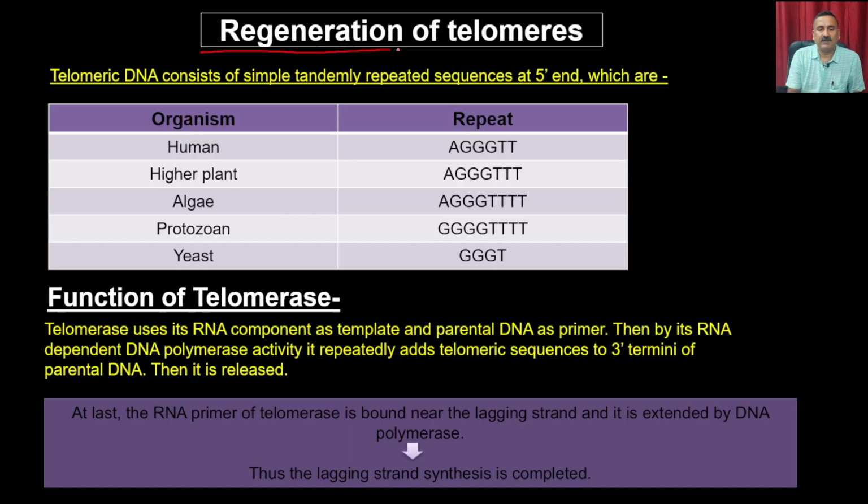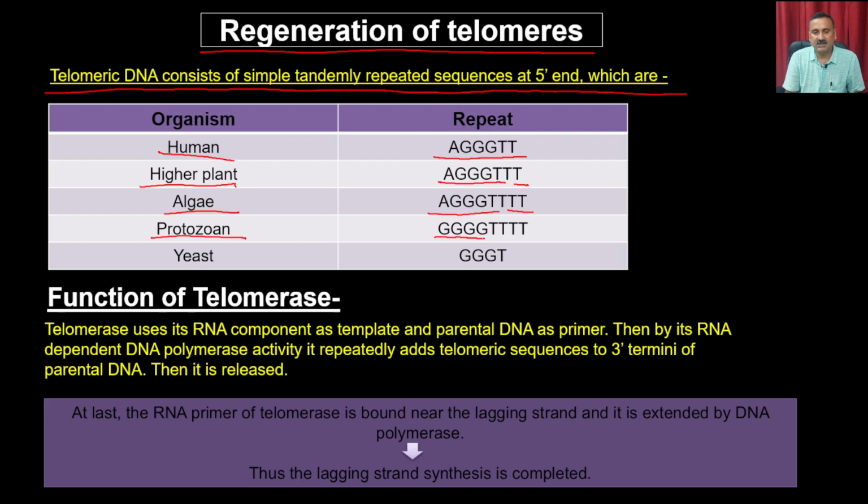So, regeneration of the telomeres. Telomeric DNA consists of simple tandem repeat sequences at the 5' end. In humans, for example, you have AGGGTT, in higher plants you have AGGTTTT, in algae you have AGGGTTTT, in protozoans you have GGGG and TTTT, and in yeast you have GGG and T. So, these are the repeat sequences present in the telomeric regions, and telomerase is going to add these repeats on multiple occasions.